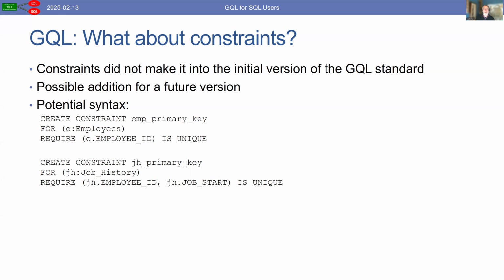The syntax might look something like create constraint for nodes with a label employees and require that a particular property be unique. Or create a constraint for job history and require that the combination of employee ID and job history be unique. This is not in the standard, this is future work.